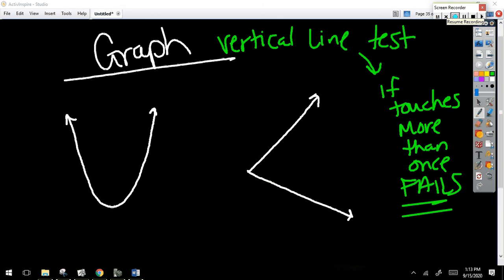Look at the first one. Function or nah? Function. Why? It passes the vertical line test. Vertical's up and down. This is a function.